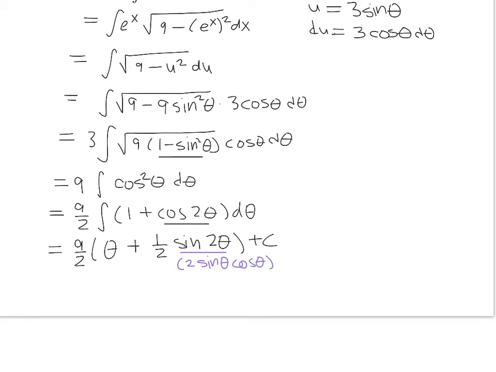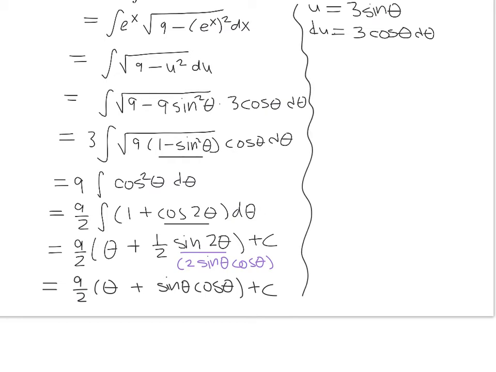Okay, so plug that all in, and our semi-final answer, penultimate, is 9/2 theta plus sine theta cosine theta plus c. All right, now we have to go back and substitute. So we have u is 3 sine theta, so u over 3 equals sine of theta.